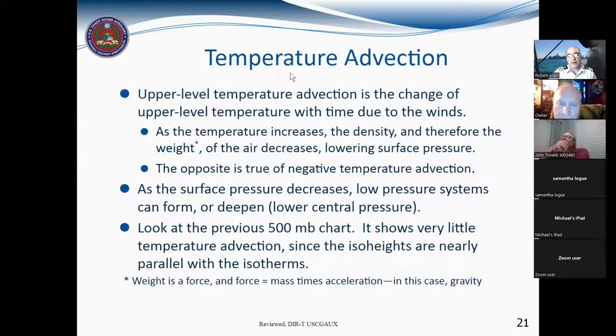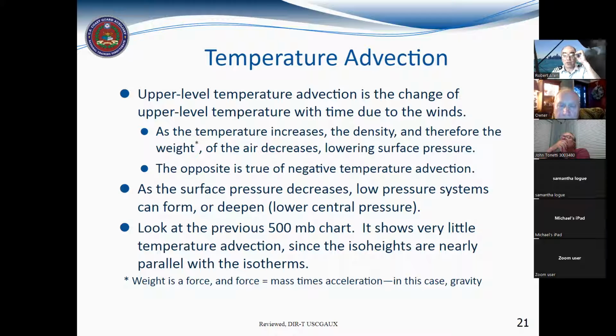What does temperature advection mean? In the upper level, temperature advection is the change of upper level temperature with time due to winds. The wind blows cold air in or warmer air in, and that is called moving the air, or advecting it, from one place to another.